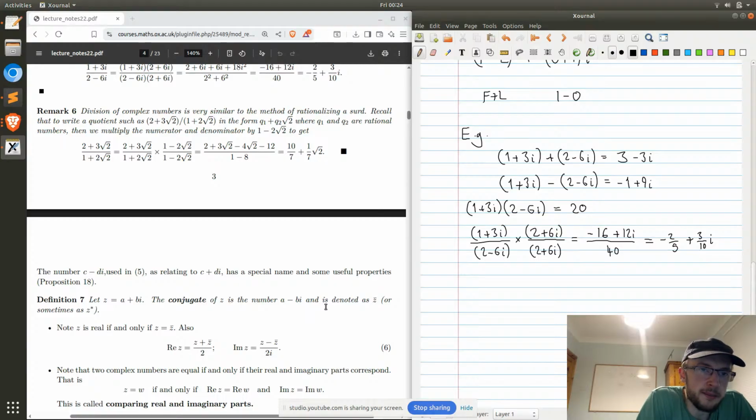Division of complex numbers is very similar to the method of rationalizing a surd. Recall that to write a quotient such as 2 plus 3 root 2 all over 1 plus 2 root 2 in the form q1 plus q2 root 2, where q1 and q2 are rational numbers, we multiply the numerator and denominator by 1 minus 2 root 2. So that's rationalizing the denominator.